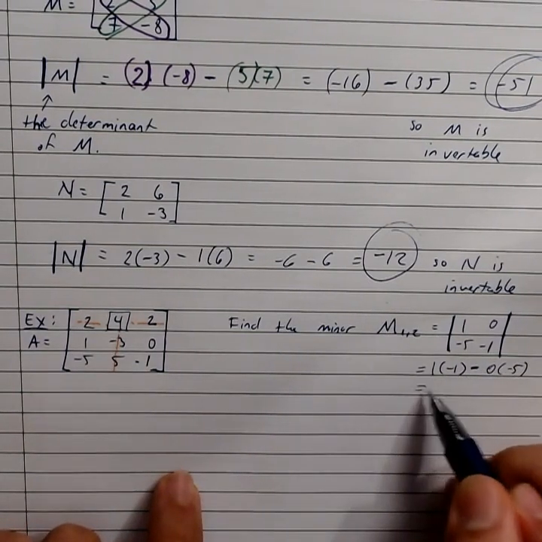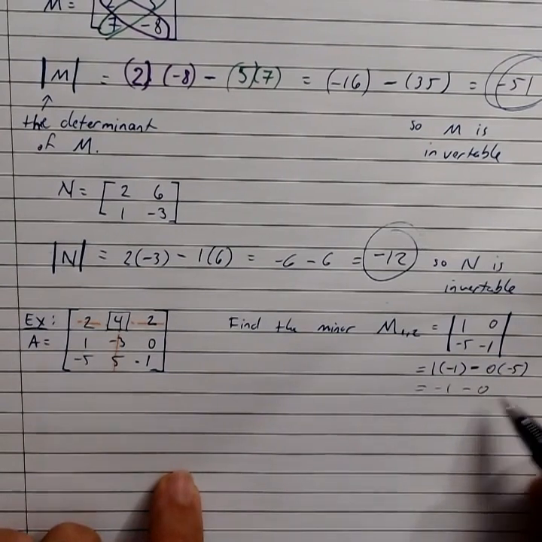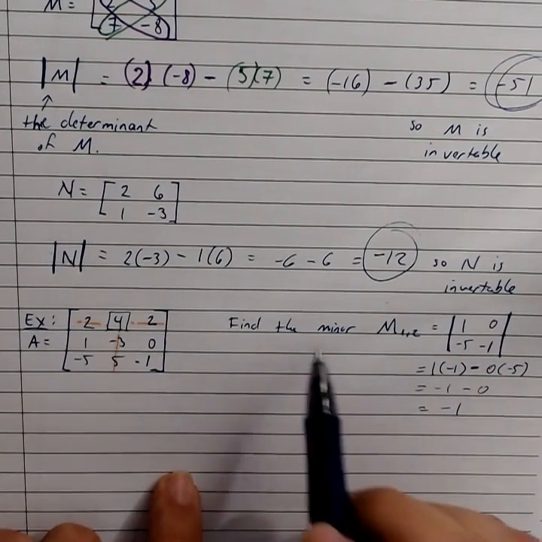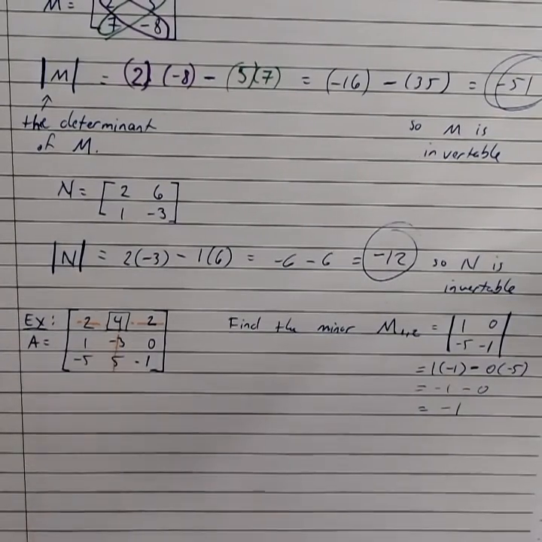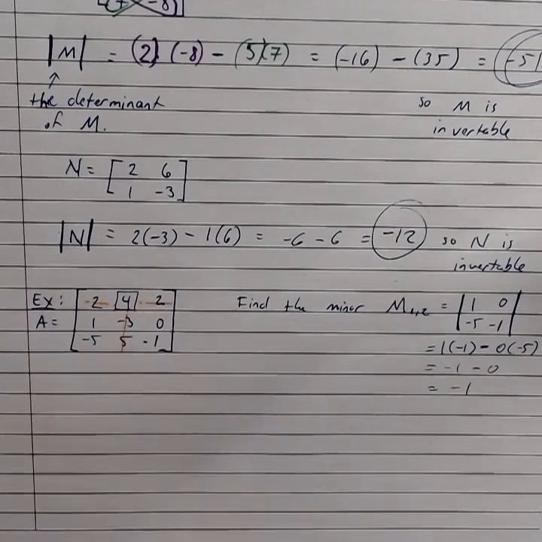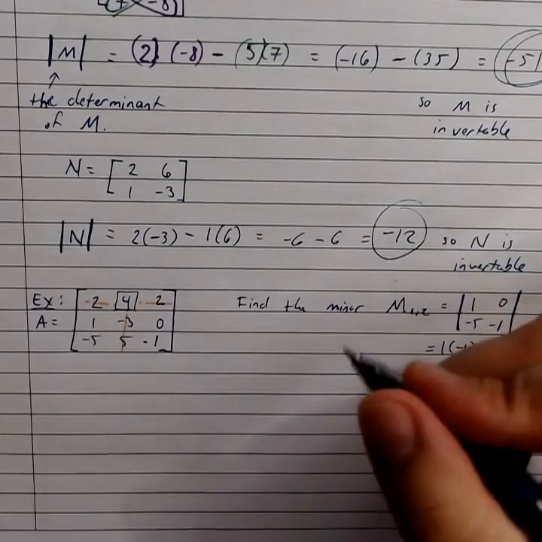So that's going to be -1 minus 0, which is -1. So here, the minor of that number is that number. Okay? Let's do that again. Go ahead. You should give this a try.